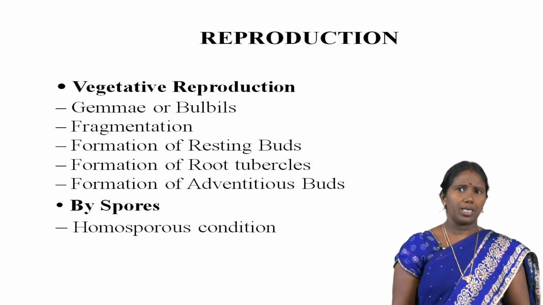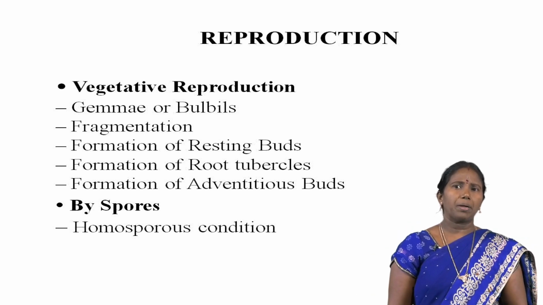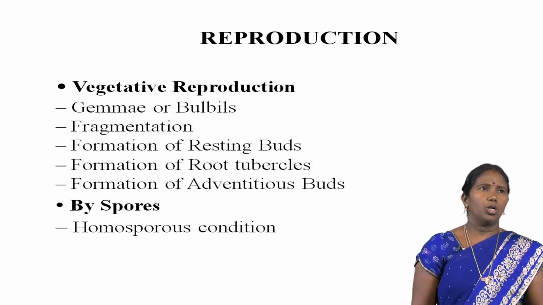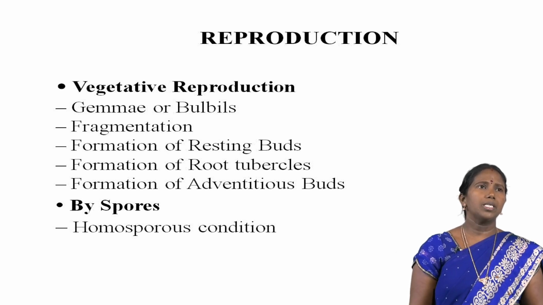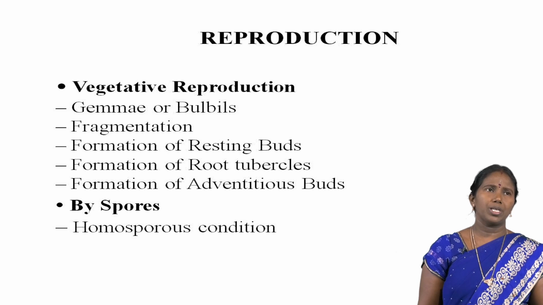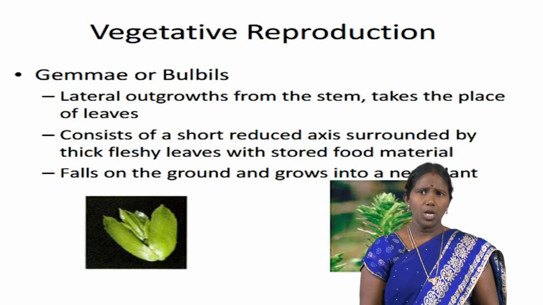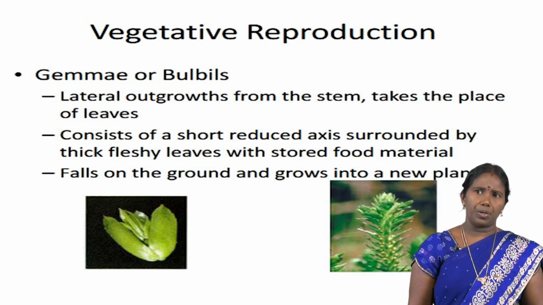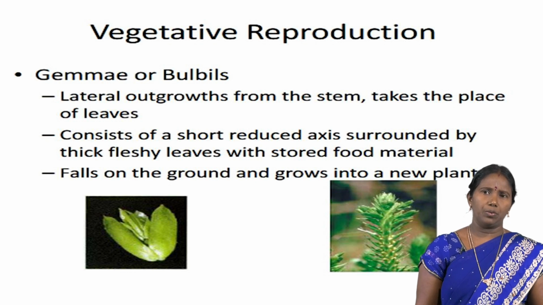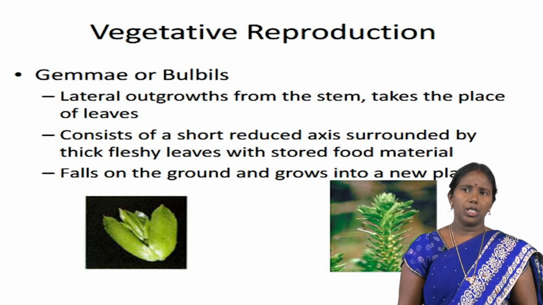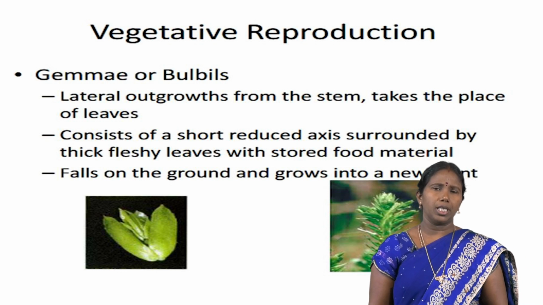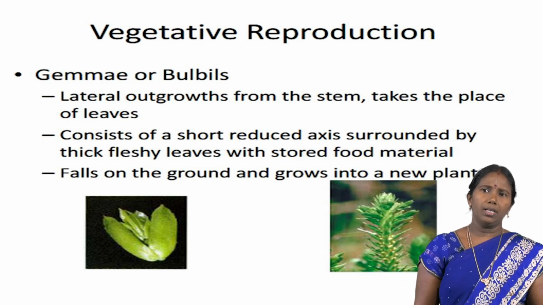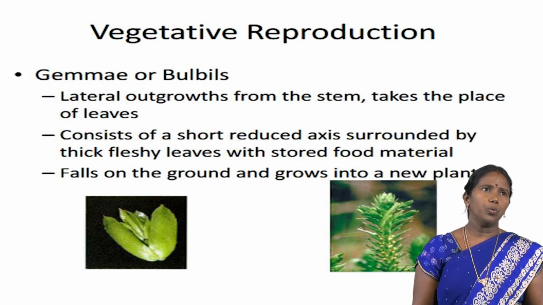Reproduction. Vegetative reproduction by gemmae or bulbils, fragmentation, formation of resting buds, formation of root tubercles, formation of adventitious buds; and spore reproduction, homosporous condition. Vegetative reproduction, gemmae and bulbils: the lateral outgrowth from the stem takes the place of leaves. It consists of a short reduced axis surrounded by thick fleshy leaves with stored food materials. It falls on the ground and grows into a new plant.